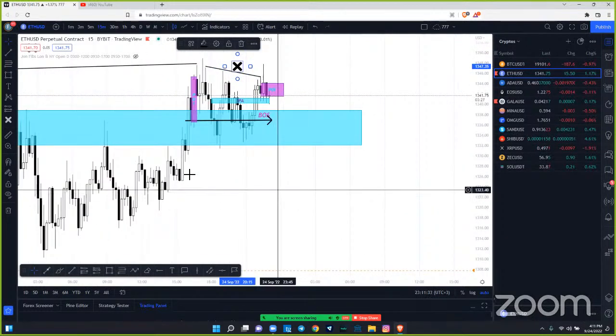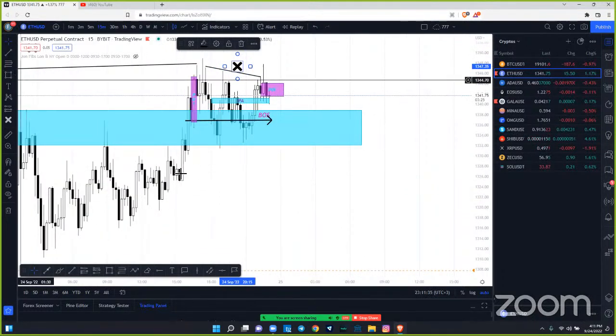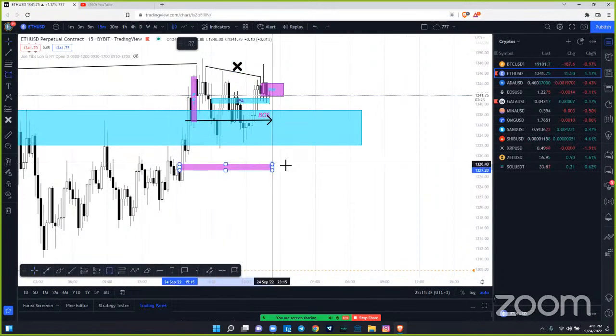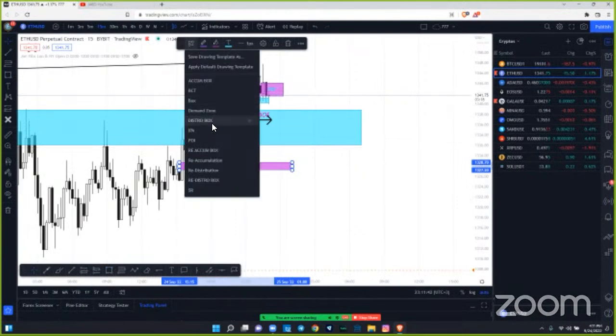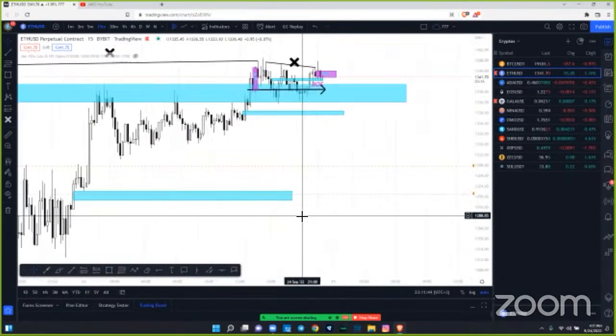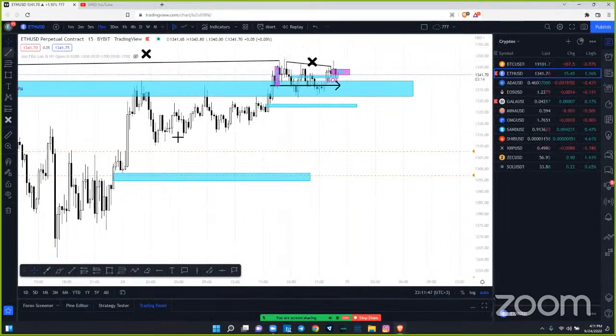So what do we have? We have a slight imbalance that's within here. We're gonna target here. This could be our first target, right there. Second target is all this liquidity that's right here.